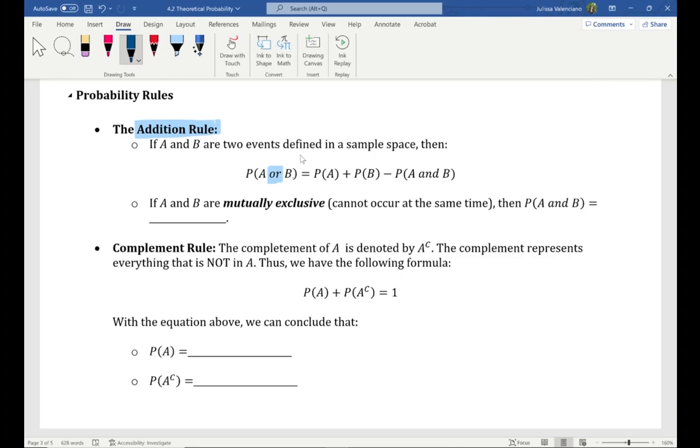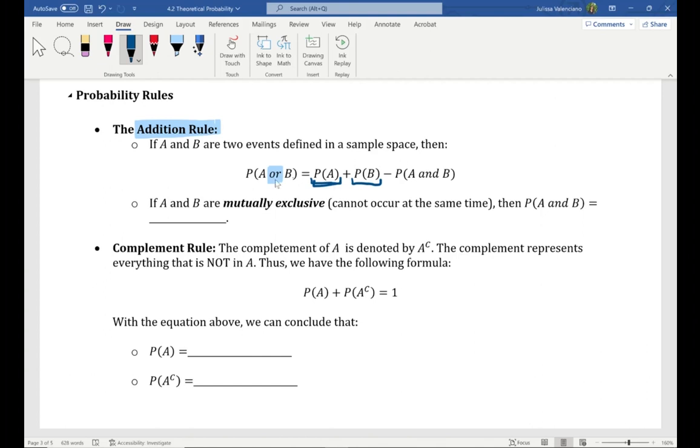If A and B are two events defined in a sample space, then the probability of A or B is equal to the probability of A plus the probability of B minus the probability of A and B. If I'm finding the probability of A or B, it makes sense to say, let's take the probability of A. This is the number of ways A can happen divided by the total outcomes in the sample space, plus the probability of B, which is the number of ways B can happen out of the total number of outcomes we have in the sample space. So that part makes sense, right?